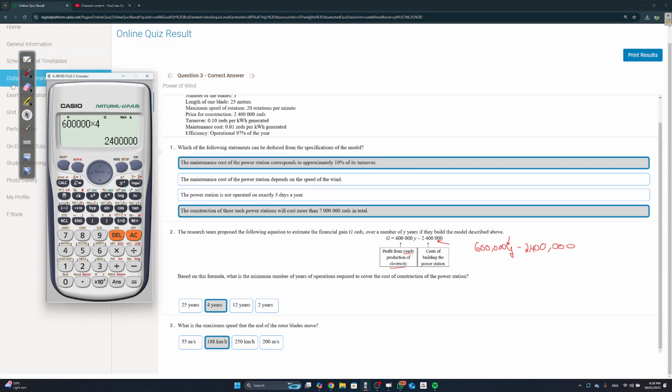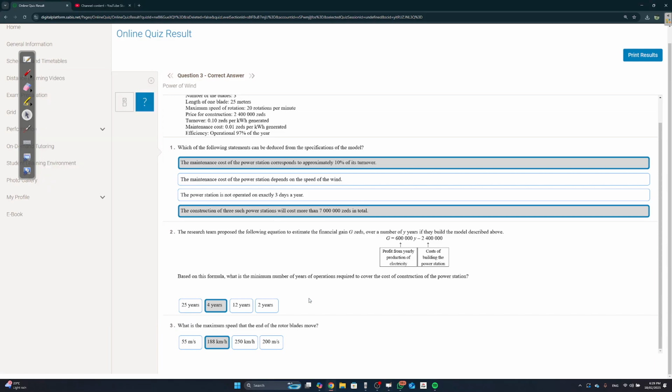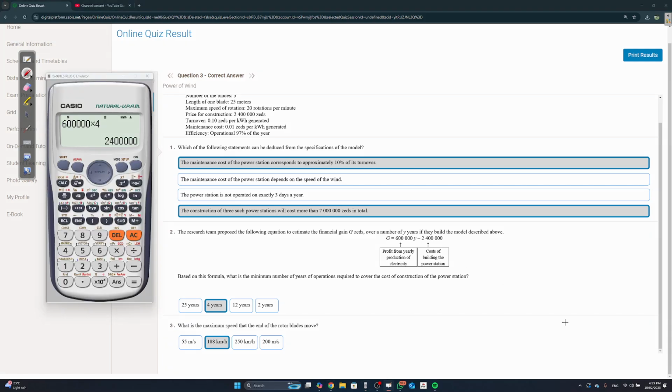What is the maximum speed that the end of the rotor blades move? Let's take a look. It's 20 rotations per minute. For this question, it actually needs a bit of thinking. I'm going to draw it for you so you can get what's happening. So you have your wind blades. It's a big circle, not really a circle.